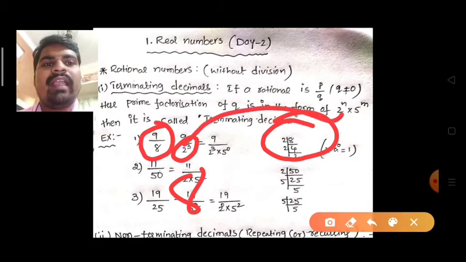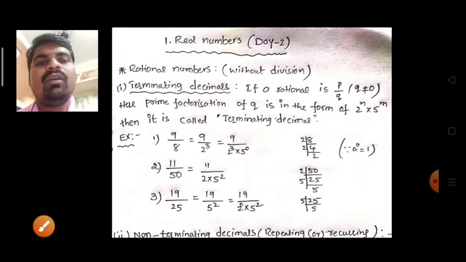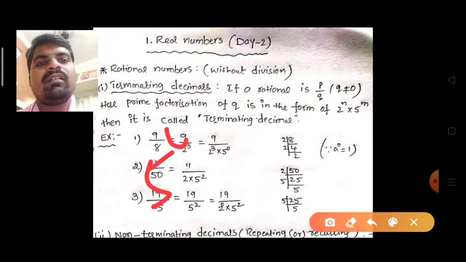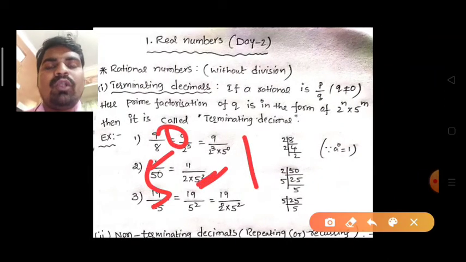Sir, 5 is not there, so why is it terminating? We can write 5 power 0 also. Why? Because 5 power 0 has value 1. So we can express it as 2 cube into 5 to the power 0. So it is a terminating decimal.